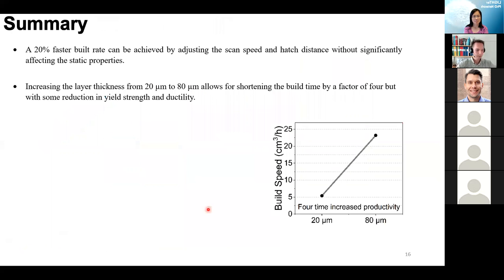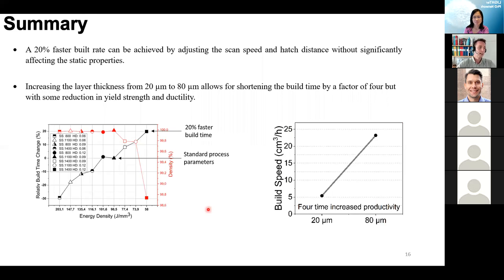So coming to the summary, we can adjust the build speed and the productivity by adjusting both the hatch distance and scan speed, and we can also change other process parameters to improve the productivity. One of the best ways is to increase the layer thickness, and by that shortening the build time by a factor of 4 without reducing the mechanical properties.